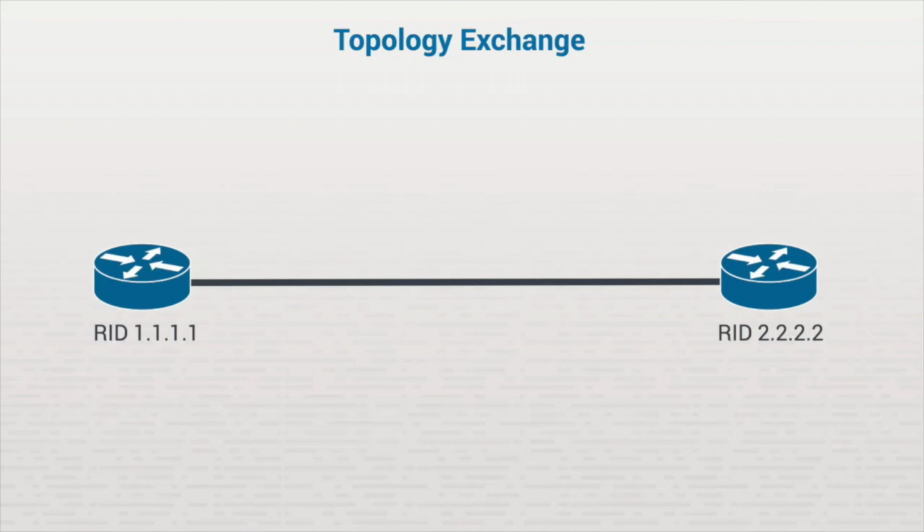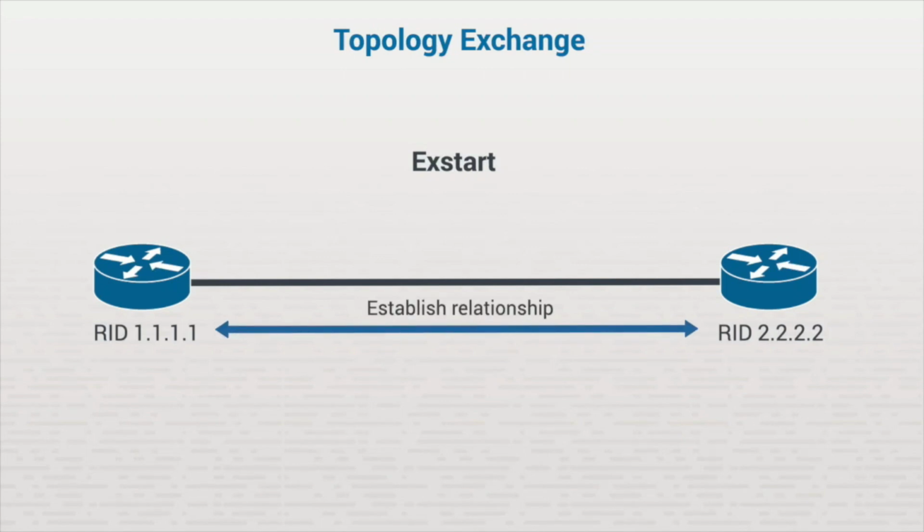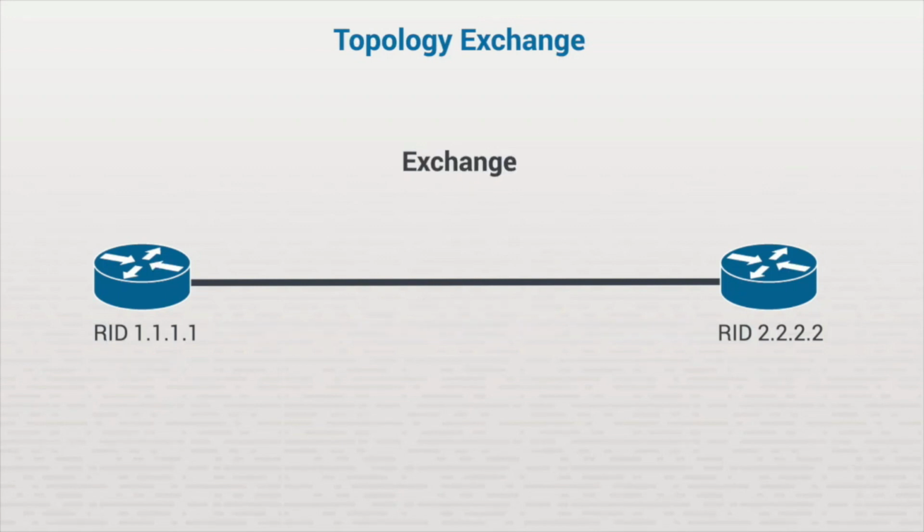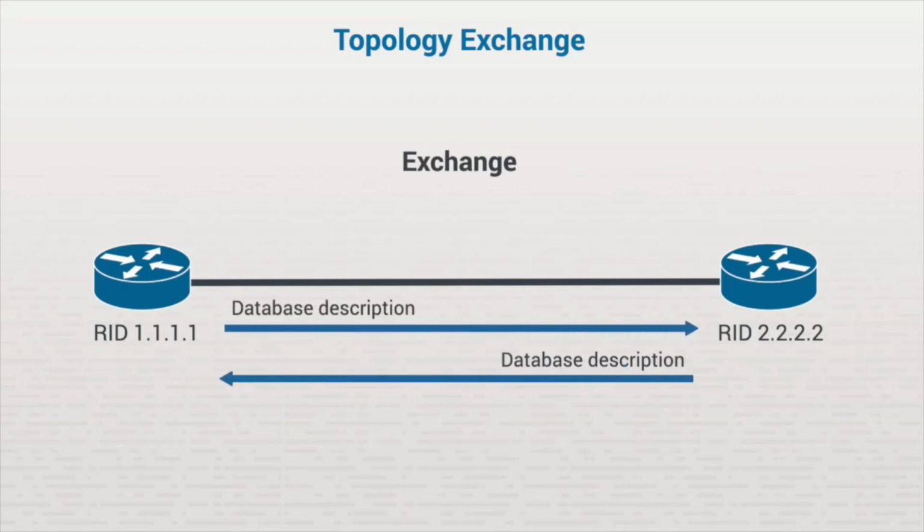In this two-way state, OSPF routers start exchanging database information and begin in the ExStart state, where they negotiate how the data will be transferred by establishing which router is going to be the master and which router is going to be the slave during the exchange. Once that's decided, the routers move into the exchange state, where they each receive a description of the other's database and identify new information to add to their own databases.